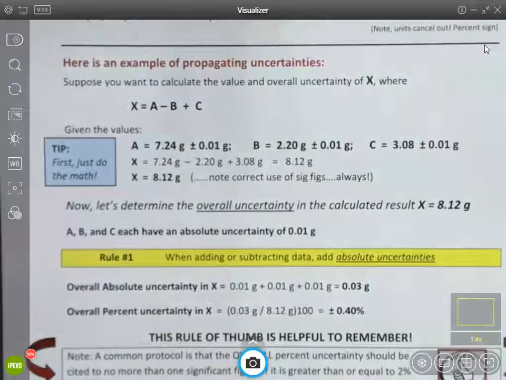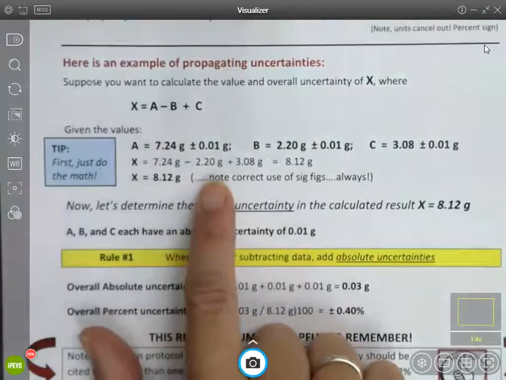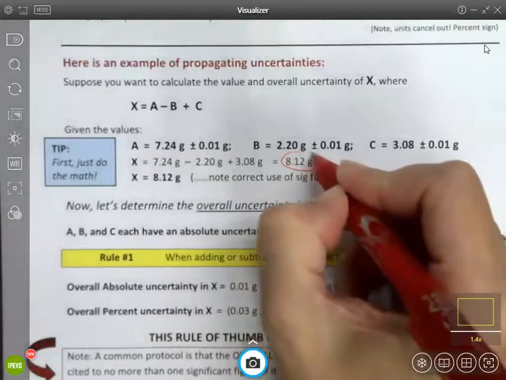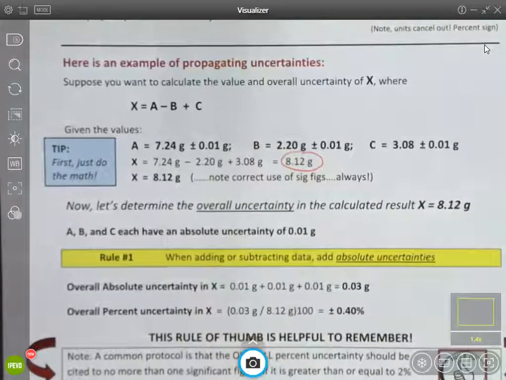The first thing you do in any single one of these problems is do the math. Do this as if it's just a regular old math problem. So we're going to take A minus B plus C, and in this problem, we calculate that X equals 8.12 grams. Nothing tricky so far. Now, do we know that that answer is exactly 8.12 grams? Well, no, it can't be because our measurements that we started with were not exact measurements. They have uncertainty associated with them. So now we follow our rules and we propagate uncertainty.